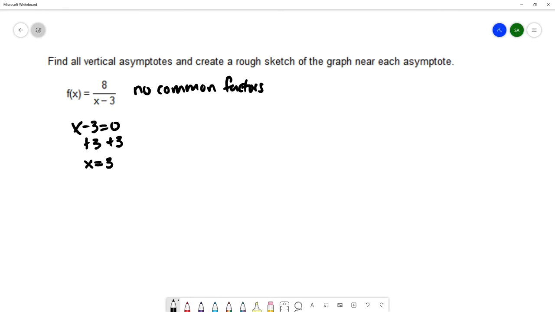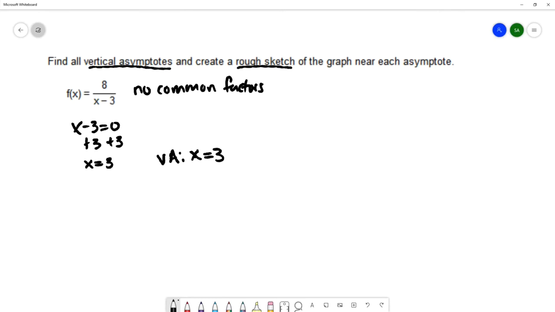So this is a restricted value for the function, and it is also the vertical asymptote. So we have a vertical asymptote for this function at the restricted value of x equals 3. Now I want to create a rough sketch of the graph near the asymptote. And to draw a rough sketch, I need to understand what it actually means to be a vertical asymptote.